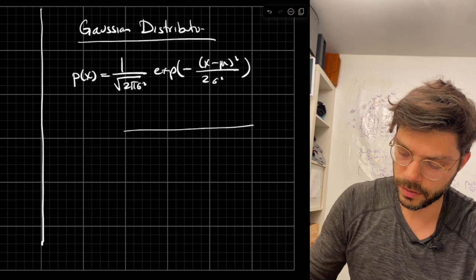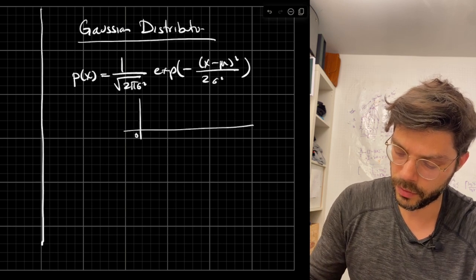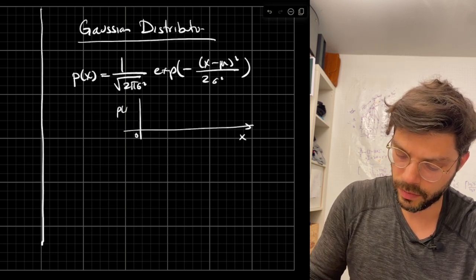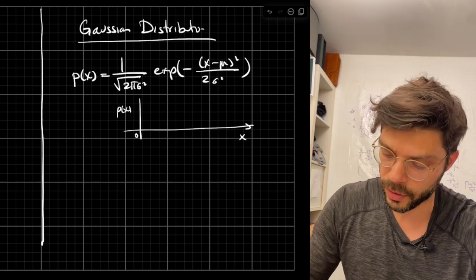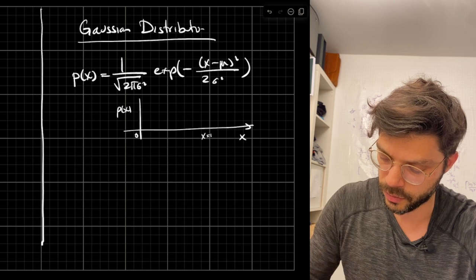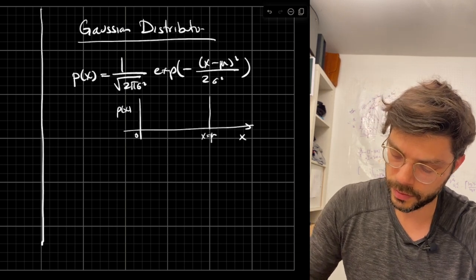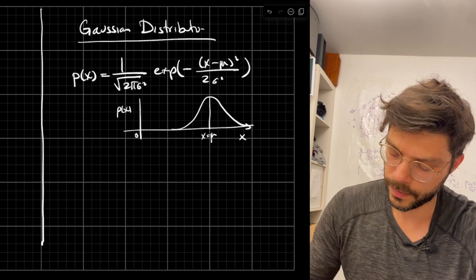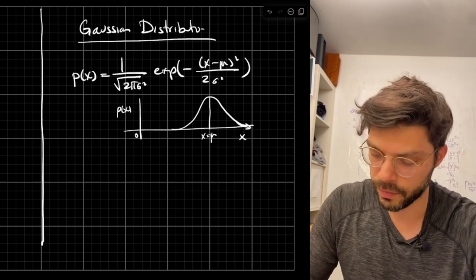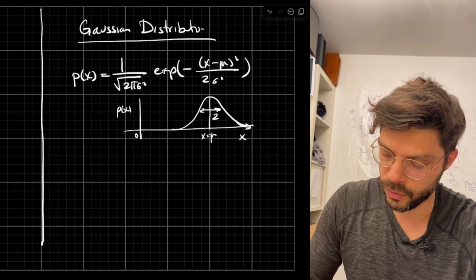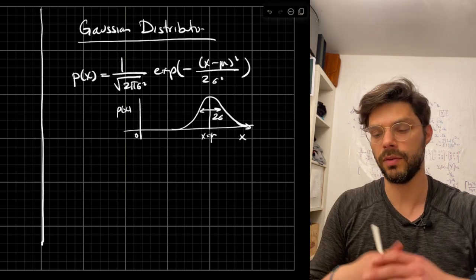So let's put, this is our 0 point. This is x, p of x. So this is just a bell curve. Let's say this is x equals mu over here. And there's my bell curve, and this is 2 sigma. So the standard deviation is sigma.